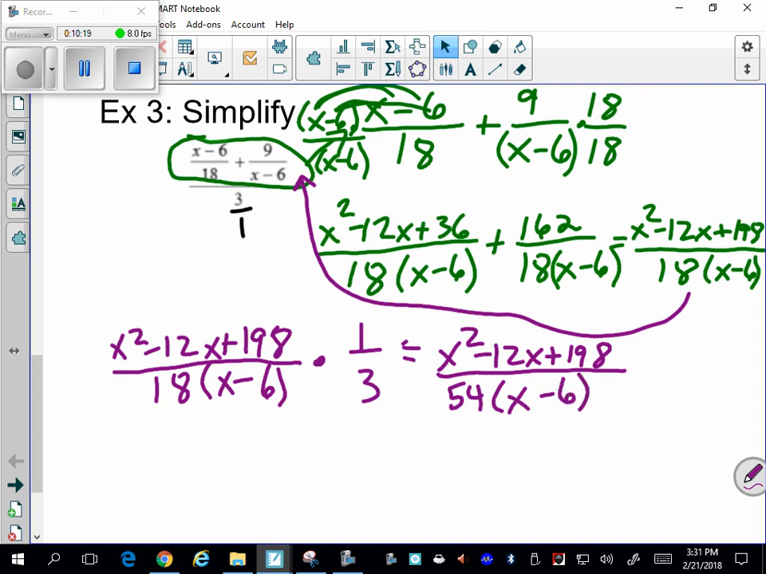We tried factoring the numerator to simplify. That's why we would try to simplify or factor this numerator, to see if there was like an x minus 6 that I could cancel out, but there wasn't.